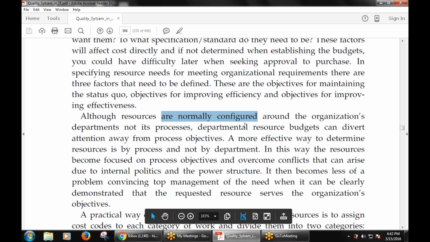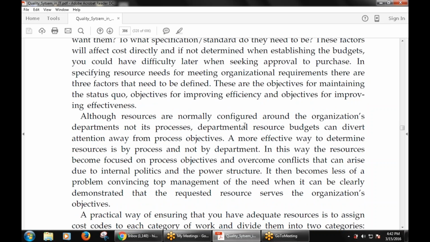Although the resources are normally configured around the organization's departments rather than its processes, departmental resource budgets can divert attention away from the process objective. A more effective way to determine resources is by process, not by department. So whatever the resources and the department, they are used for getting the work done and for dynamic resources.